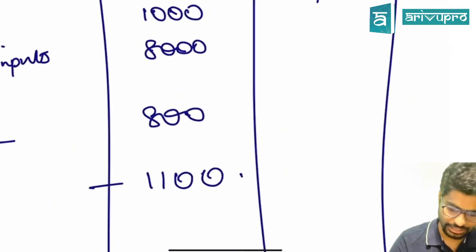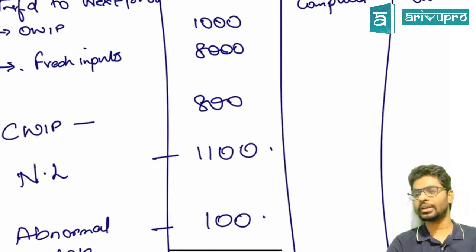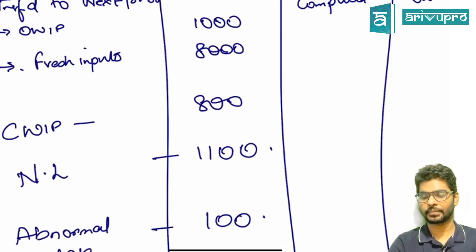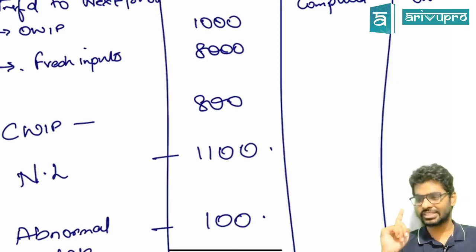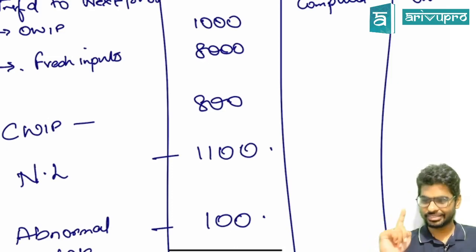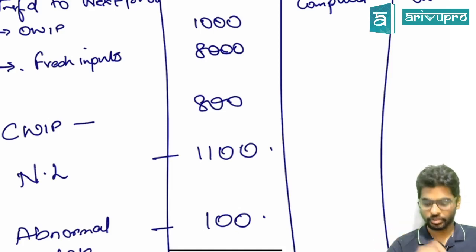Now let's go to just the output side and focus on it. Opening work in progress, how much percentage was completed this year? Wrong. Guys, in the opening work in progress, last year if 60% was completed, this year how much percentage are you guys going to complete?